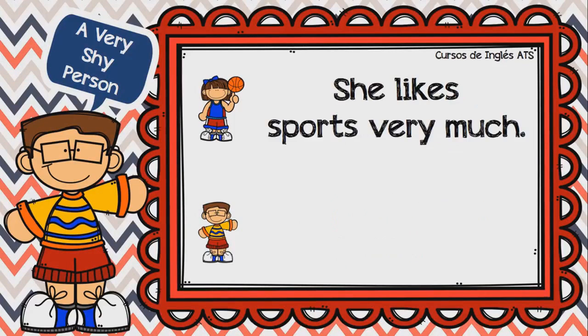She likes sports very much. How would you use this sentence to describe Sheldon? But first, is this the verb to be or the simple present? A ver, pero antes de que lo hagas, dime, ¿será que esta oración está en el simple present o es el verb to be? ¿Qué crees tú? It's the simple present. ¿Y cómo sabes?